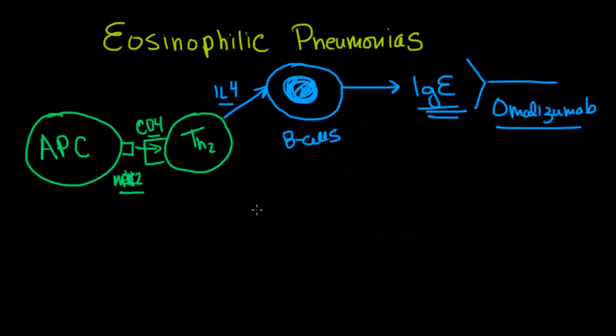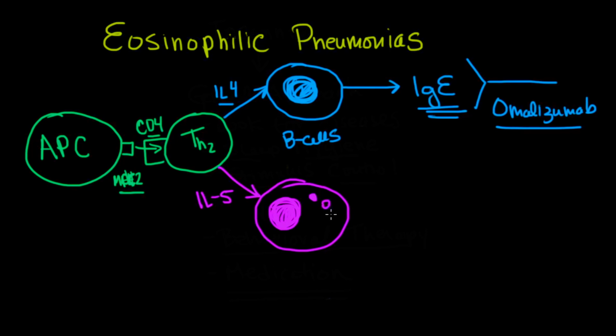Well, another interleukin that the Th2 cells can produce from that antigen is IL-5. So IL-5 directly recruits eosinophils. It's got a nice blue nucleus, and then it's got these pretty large granules, and usually it's a bilobed nucleus. And so this IL-5 can also be blocked with mepolizumab.